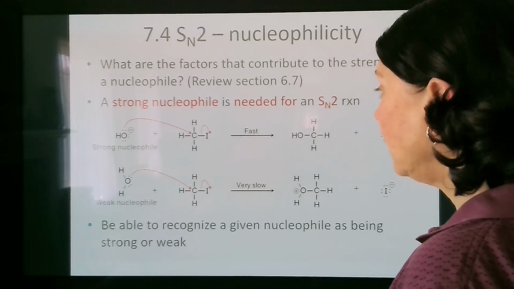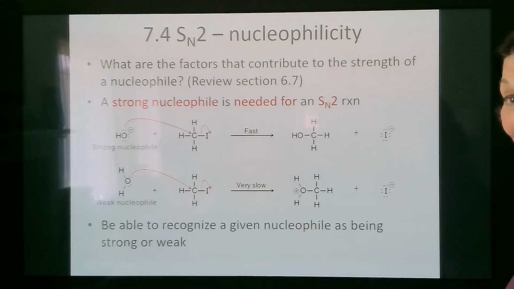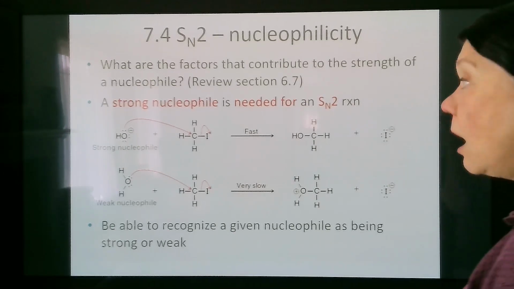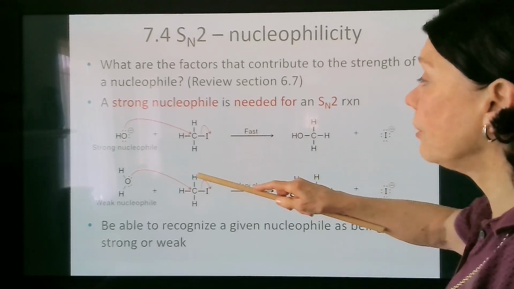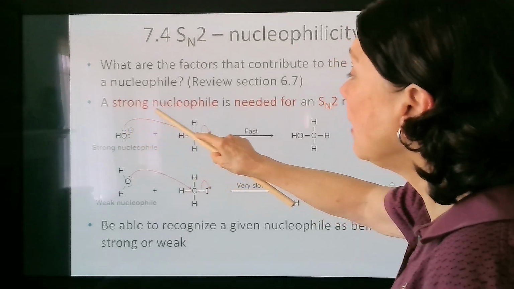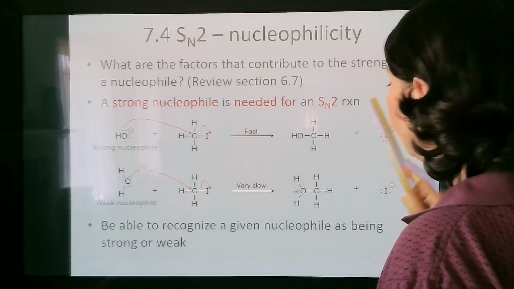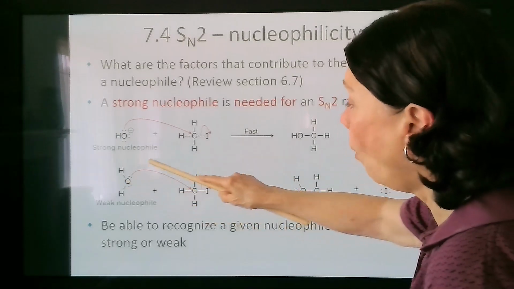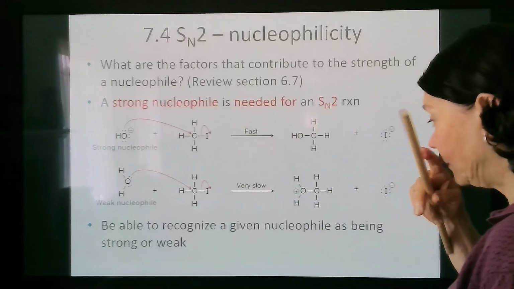Regarding nucleophilicity, if you have a strong nucleophile, the reaction will occur much faster than if you have a weak nucleophile. Of course, in some cases, if the nucleophile is too weak, the reaction just doesn't occur. Generally, you need a strong nucleophile for an SN2 reaction. So here you can see this is a strong nucleophile. It comes in, occupies the antibonding orbital, the iodide departs. The rate of this reaction is fast, especially compared to this. Here you have water coming in and doing a backside attack.